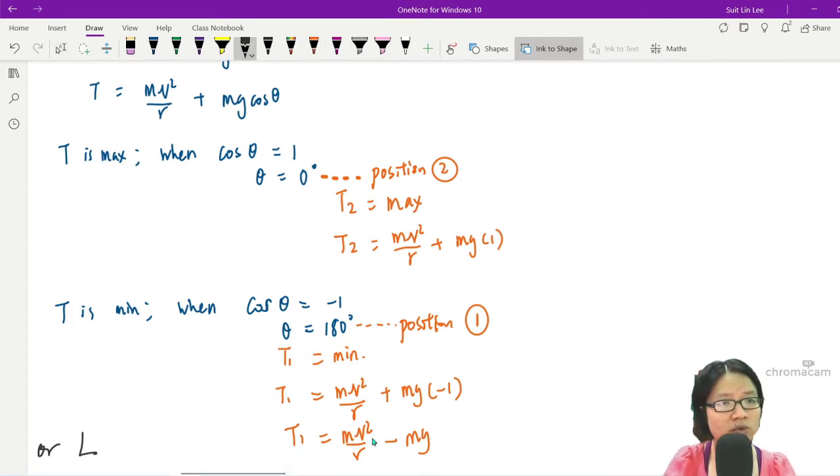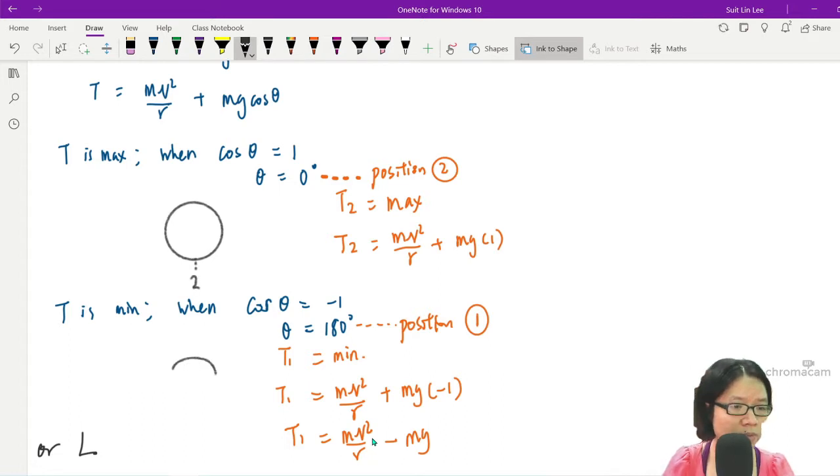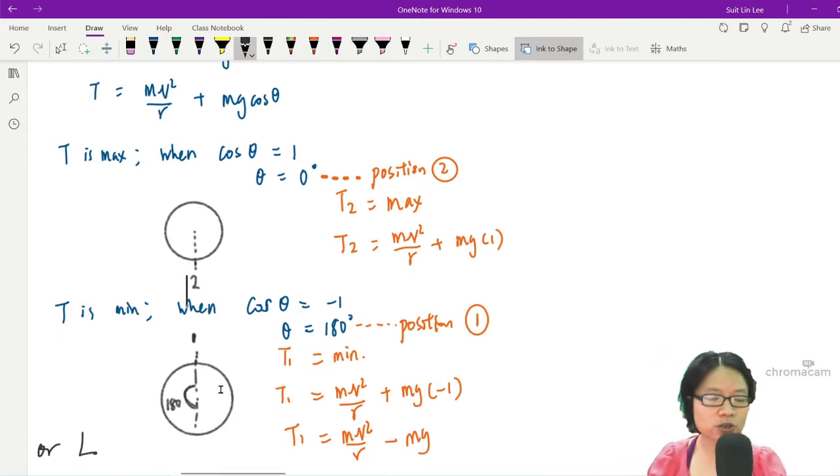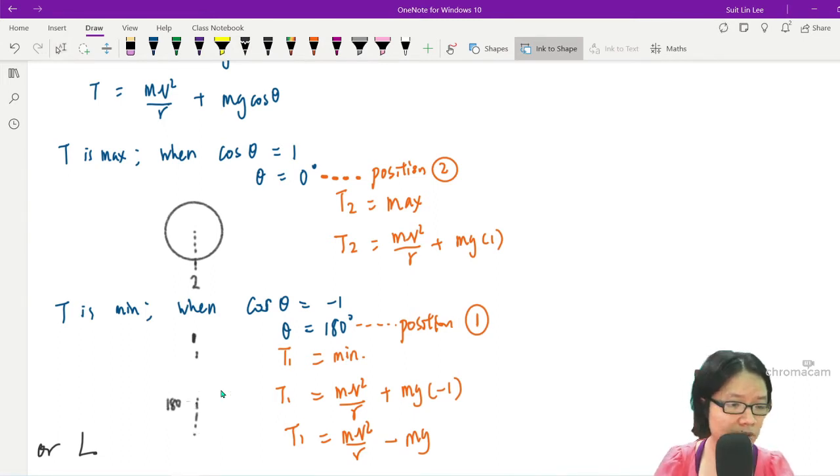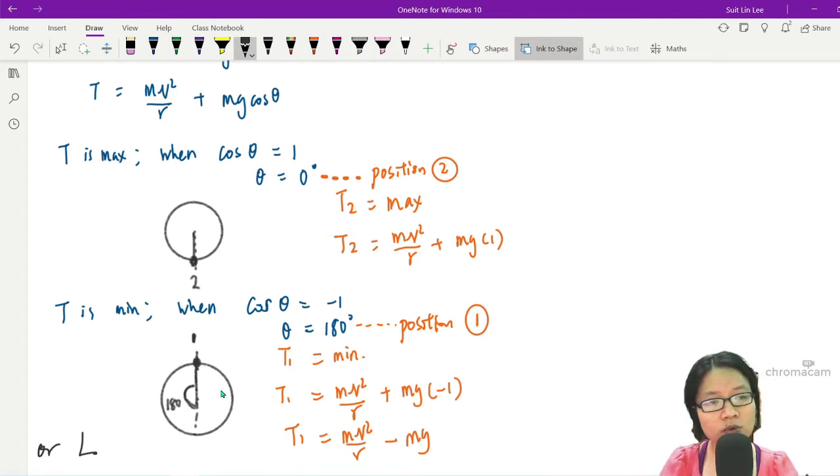So when this one is 0, I'm talking about here. This is position 2. And when this one is -1 or theta is 180, this is position 1. So we measure theta from here to here. This is 180. Okay, can? So it depends on where your object is lah. In this case, my object is up here. In this case, my object is down here.